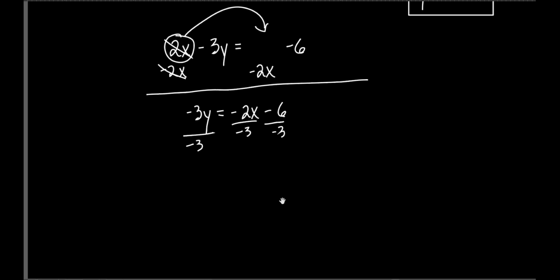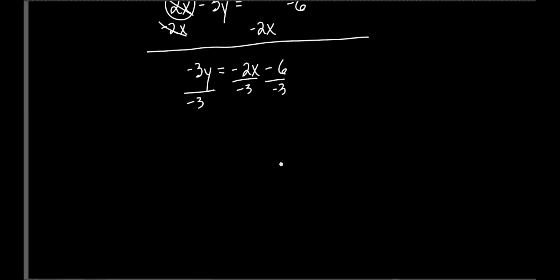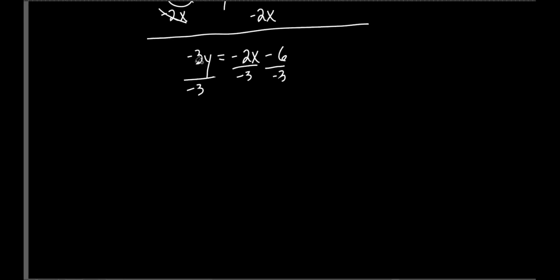Write it down. Even if you don't understand what I'm saying, write it down. At least you got it in front of you. You can always go back and study it and try to figure out why I did what I did. What happens to these negative 3's right here? They do what? Cancel out.